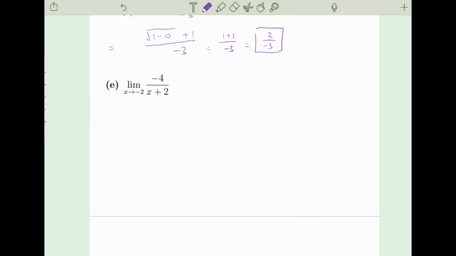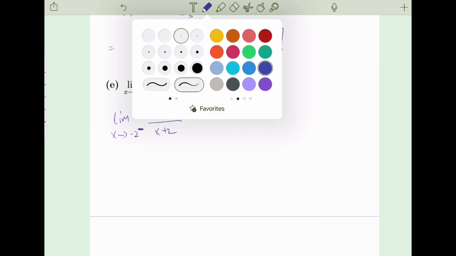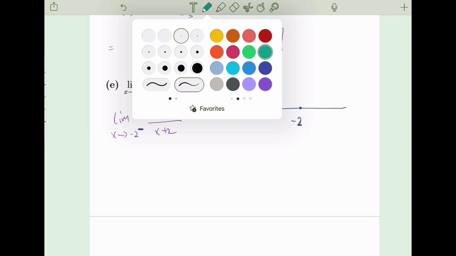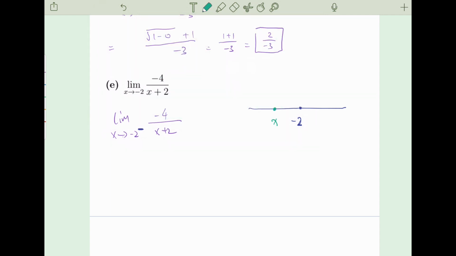So firstly, we're gonna look at the limit from the left. That is the limit as x approaches negative 2 from the left. So it's minus here, negative 4 divided by x plus 2. What does it mean by x approaching negative 2 minus? We're gonna draw the number line, right? Negative 2 is here, and your x is from the left, so it's here. And x is approaching negative 2 from this direction. So you see that x is less than negative 2.